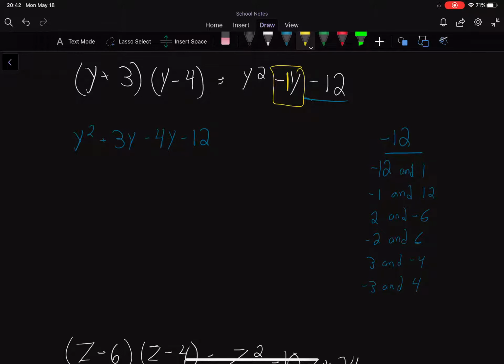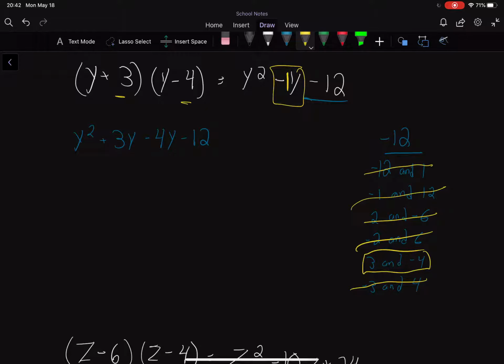So off the bat, it's not going to be this one. It's not going to be this one. 2 and negative 6, that doesn't add up. Negative 2 and positive 6, that doesn't add up to it either. 3 and negative 4, that adds up to negative 1. And negative 3 and positive 4, that adds up to positive 1. So let's cross that one out. So this is our lucky winner over here. And that matches what I have in parentheses as well, the positive 3 and the negative 4.